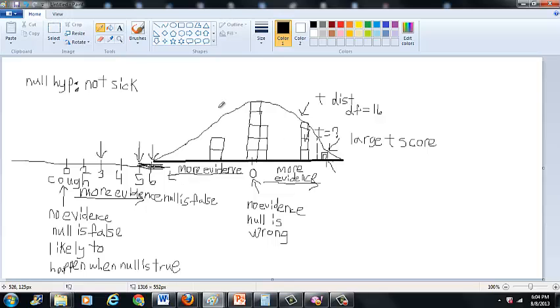If you have any questions about this, feel free to ask me. In this video, I just wanted to give you some more of the intuition of why an outcome in the tails would let you reject the null hypothesis.